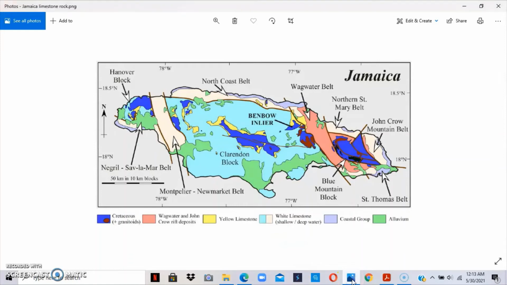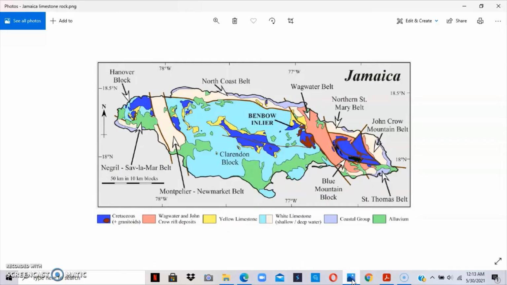Now, after determining which one you're going to draw, you need to ensure that your sketch map has all 5 elements of a map. So your sketch map should have a key, a scale, a compass point, it should have a title, and it should have a border.